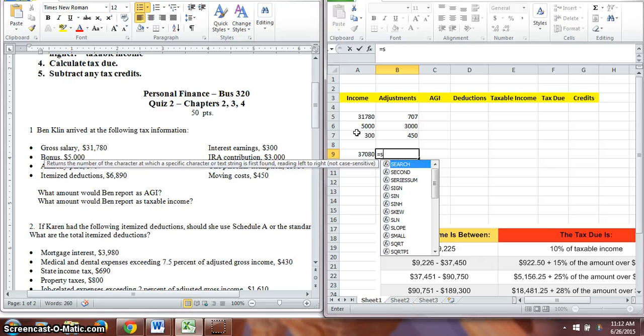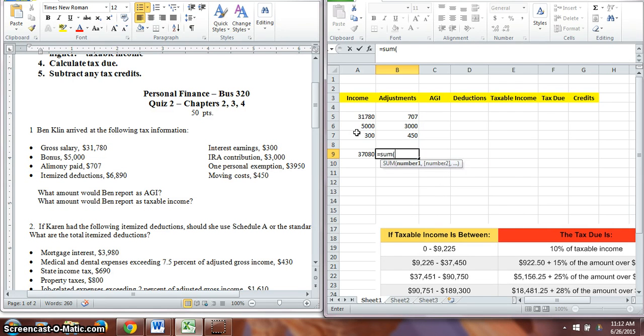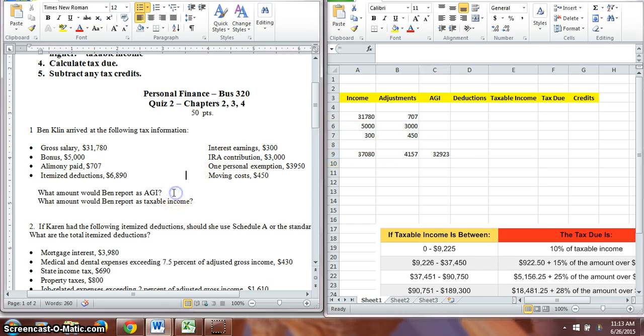Now I'm going to add up total adjustments right there. And then I'm going to take my total income, subtract my adjustments, and that is my AGI. So my first answer here is going to be 32,923. Okay, done with that. I'm going to go ahead and highlight this.